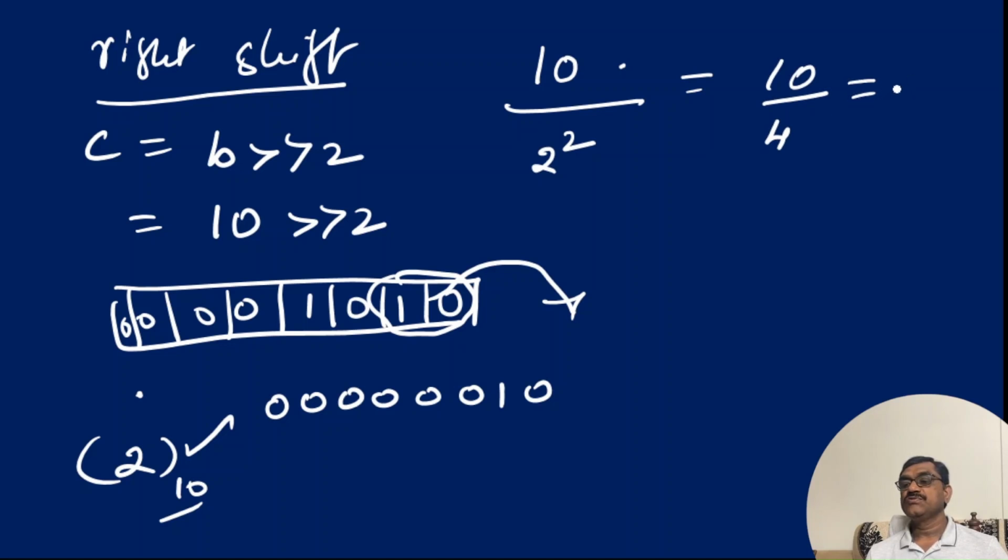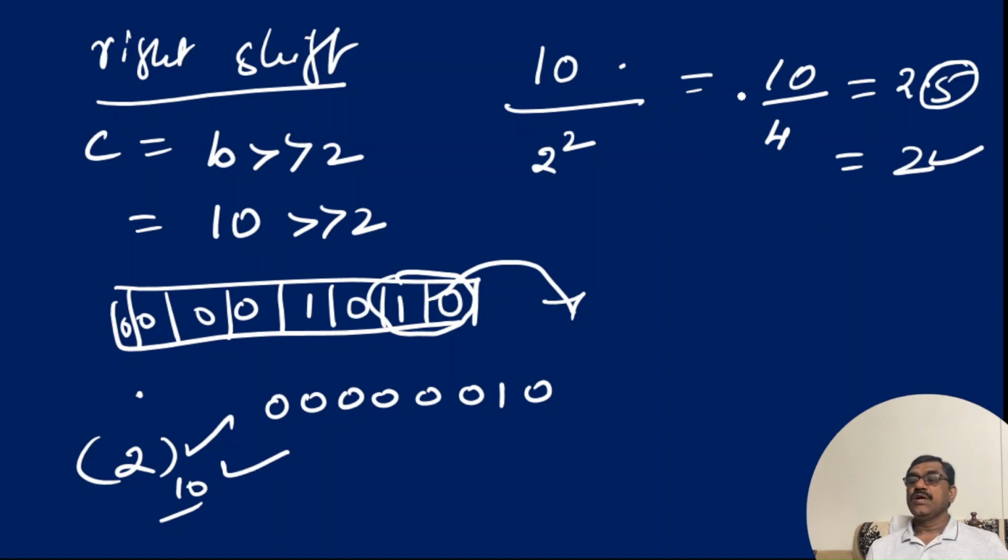10 by 4 means how much are you going to get? 4 2s are 8, so 2.5. But don't take the fractional part, you take only 2. So here we are getting the answer 2. So while going for the division, you take only the integer part for the right shift.